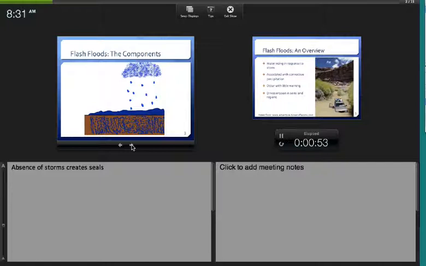Also, if a rainstorm occurs after a period of some dryness, a seal tends to form, and the seal is impermeable. So instead of infiltrating the soil, rain bounces off this impermeable seal and turns into runoff.